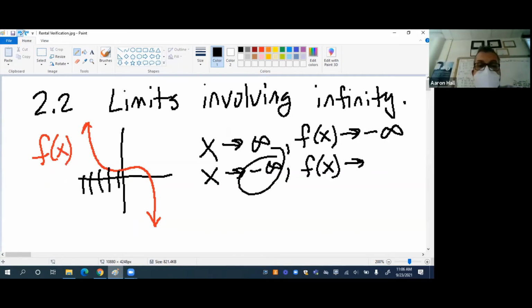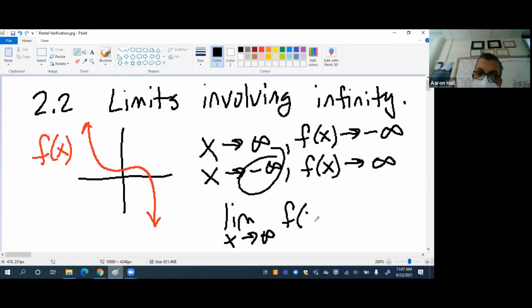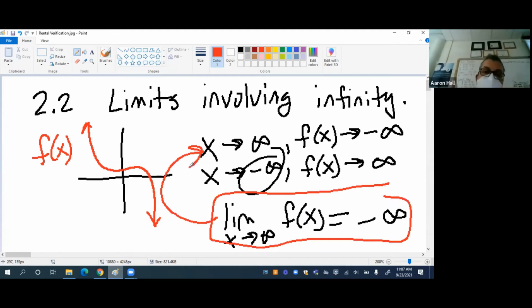So we're just going to say here that this goes to infinity. And let's re-examine this using limits. I could do the same thing with limits by writing the limit as x approaches infinity of our function f of x equals what? Negative infinity. So what I wrote here is equivalent to what you learned in secondary math 3 right here.